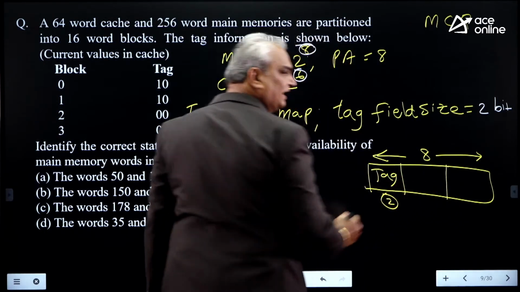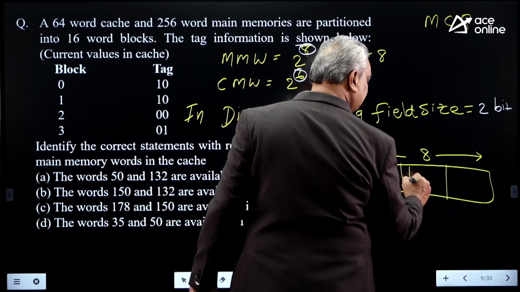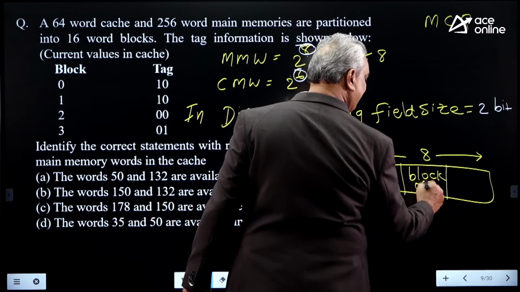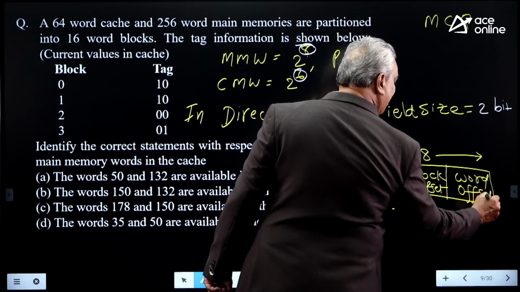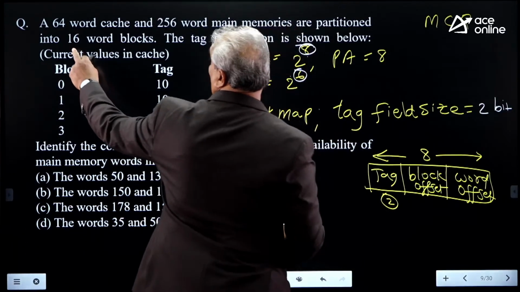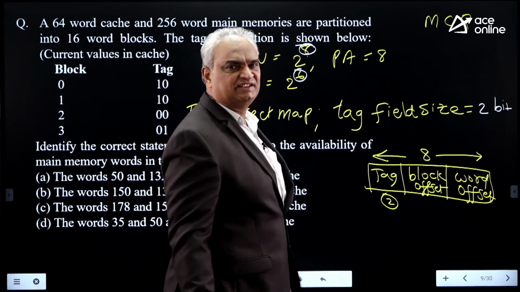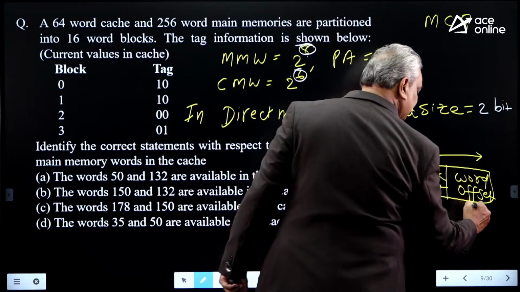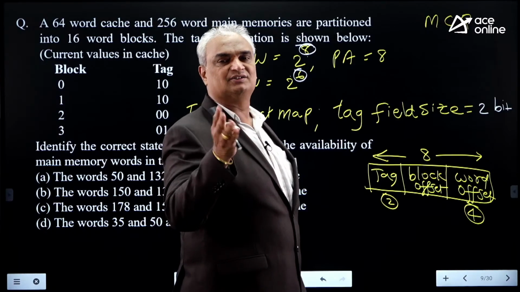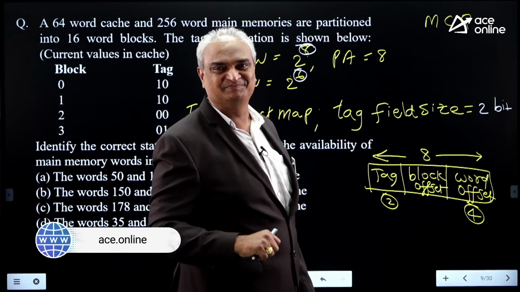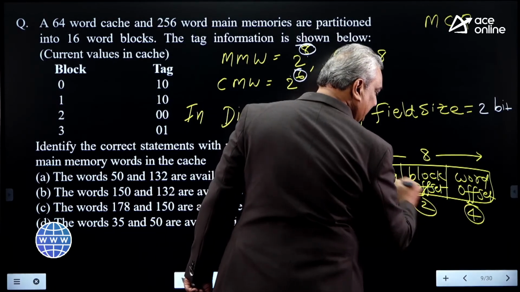Next, what about next one? Direct mapped cache physical address format is like this. Next one is block offset. Next one is word offset. What is word offset? In this, it is partitioned into 16-word blocks, means each block size is 16 words. How many bits are required for this? 4 bits. To select one of the 16 words, we require 4 bits because address range is from 4 zeros to 4 ones. Next, since total size is 8 bit, 2 bits and 4 bits, automatically it is 2 bit.